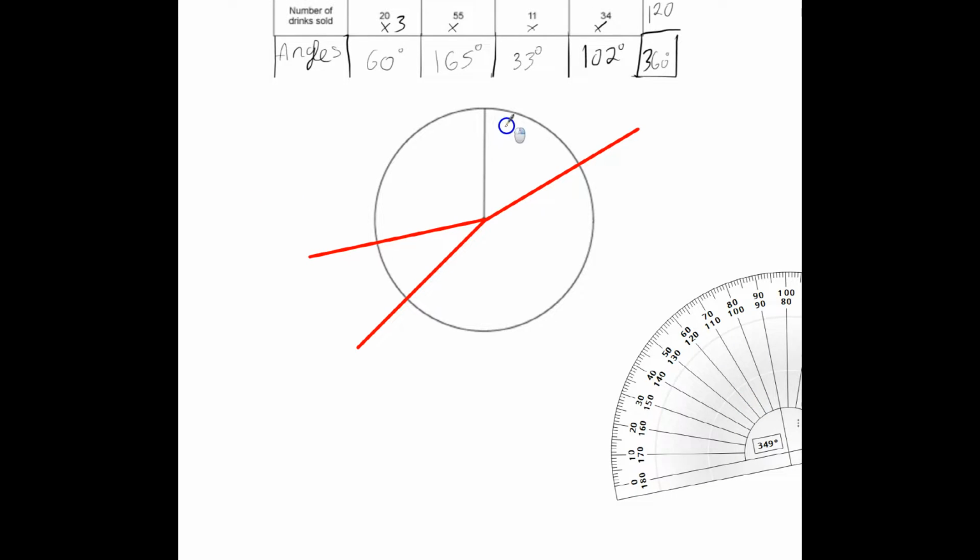So first we went clockwise in order. So that was tea. We had coffee. We had hot chocolate. And we had cold drink. And that will be our completed pie chart.